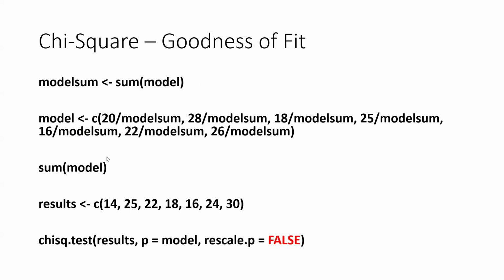This is if, instead of having R rescale these values for you, you wanted to get an idea as to what R is actually doing when it rescales. You would get the sum of the model. So we're summing the model, we're putting it into a value. And then each value, these are the values that the motel owner provided you, it'd be 20 divided by the model sum, 28 divided by the model sum, 18 divided by the model sum. And each one of these values would be a percentage, which would sum to 100%.